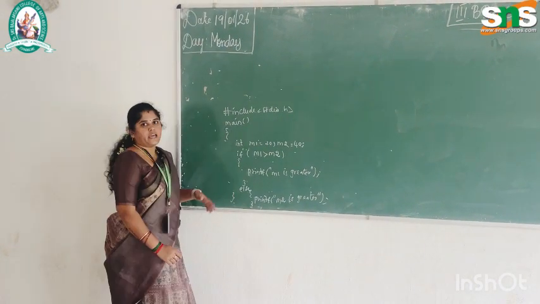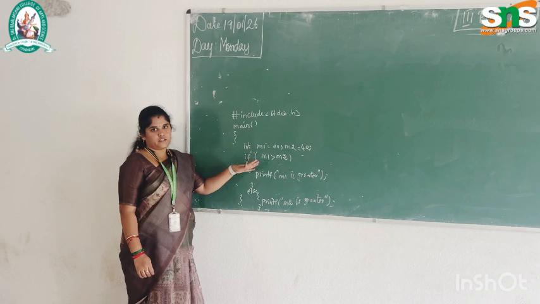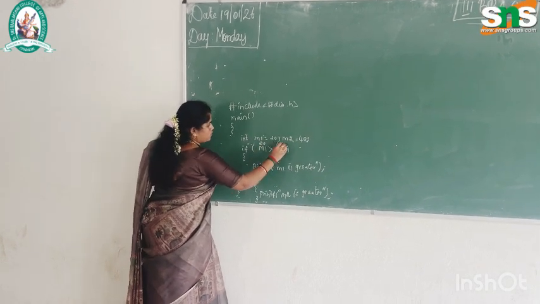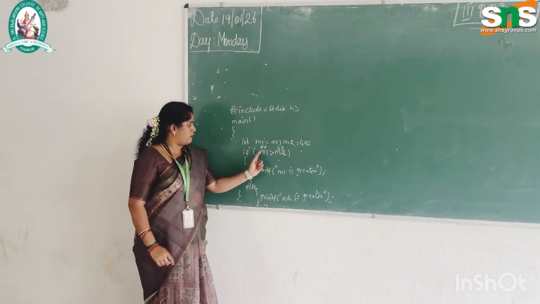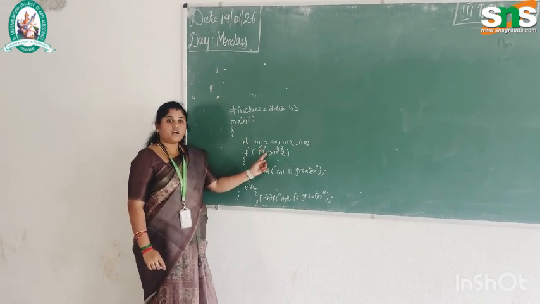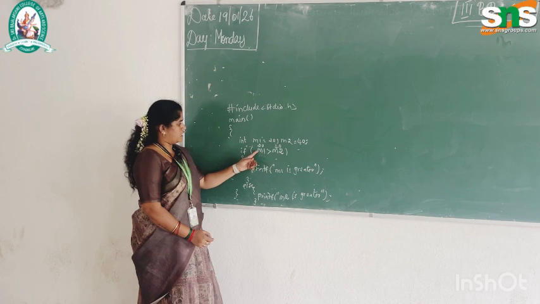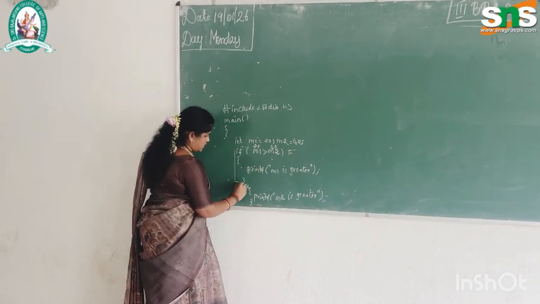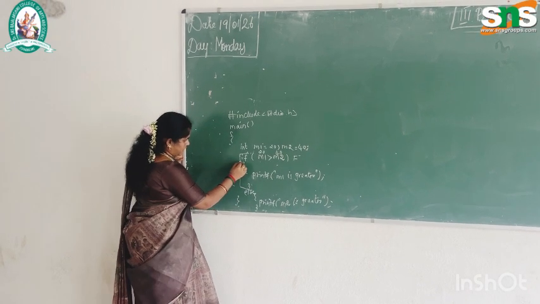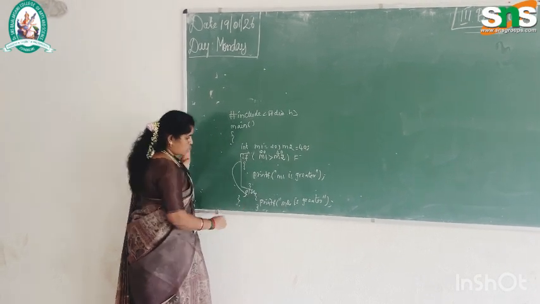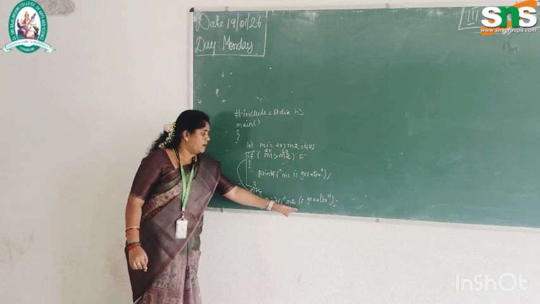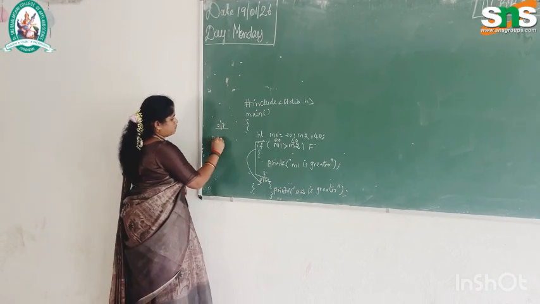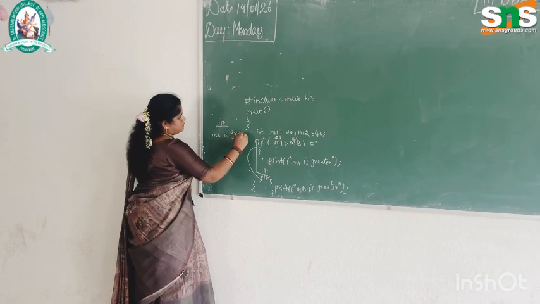So that's all. Now I am checking the conditions. Here m1 is 20, m2 is 40. 20 is not greater than 40, so in this condition it is false. It does not execute this statement and automatically moves to the else part. The else part contains m2 is greater, so I am getting the output as m2 is greater.